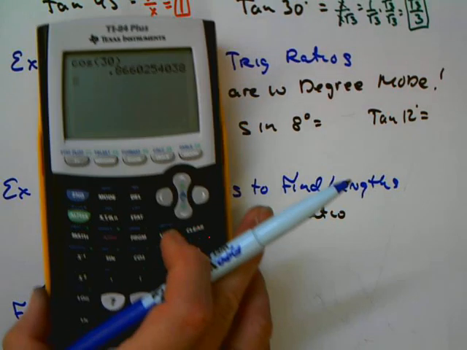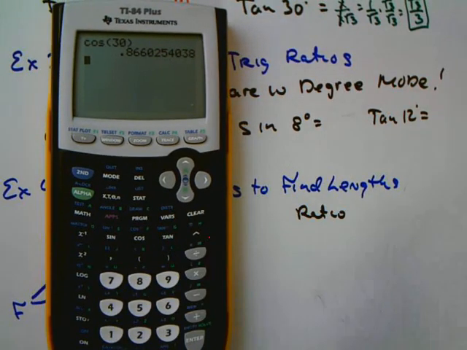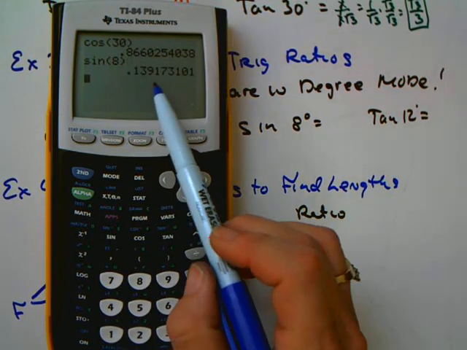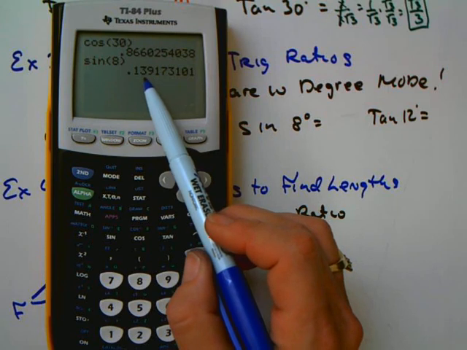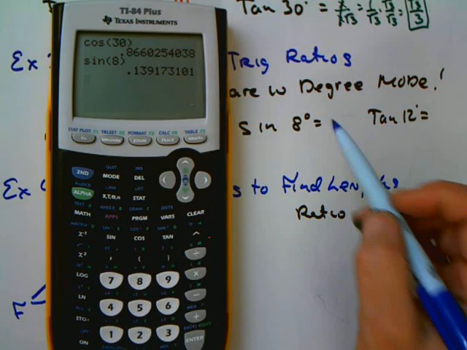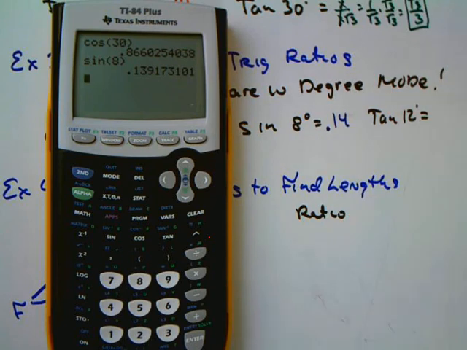Now if I want to find the sine of 8 degrees, I've got my sine, cosine, and tangent here. I'll press sine of 8 and enter. Again, I want to round to the hundredths place. I look at this, it's more than 5, so I bump this up, 0.14. Sine and cosine will always be a number 1 or less.